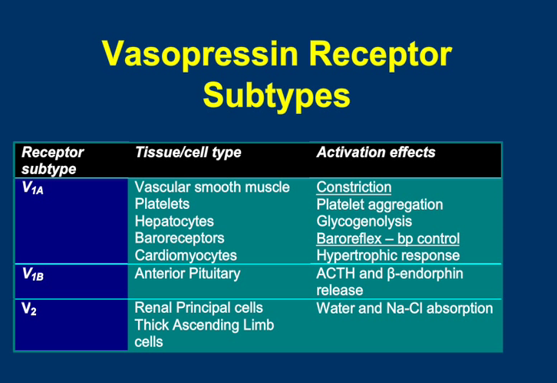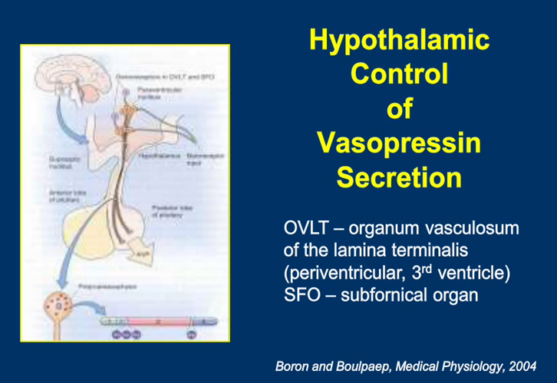As an aside, there is some expression of the V2 receptor in vascular endothelial cells, which is why DDAVP tends to increase secretion of von Willebrand's factor from blood vessels. And this plays a major role, however, for our purposes, just in water and sodium chloride absorption.